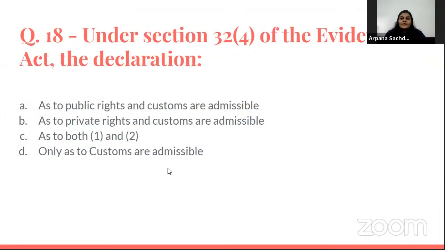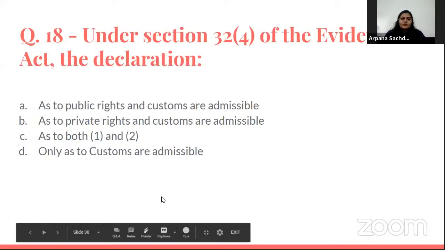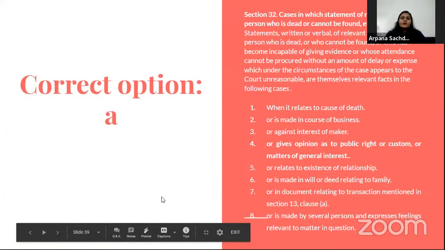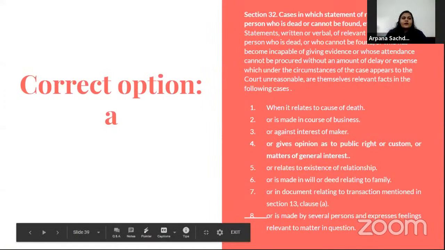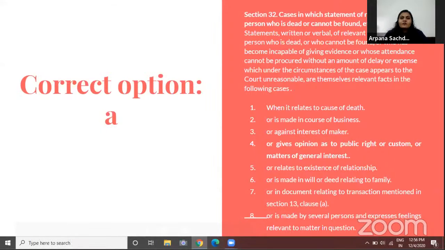Okay, time is up. Can we have the correct option over here? The correct option is option A, that is, as a public right and as a custom it is admissible.